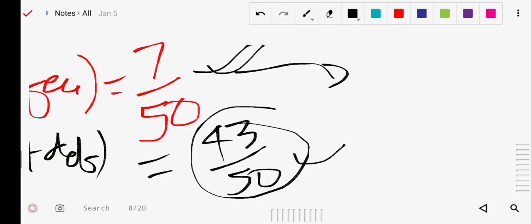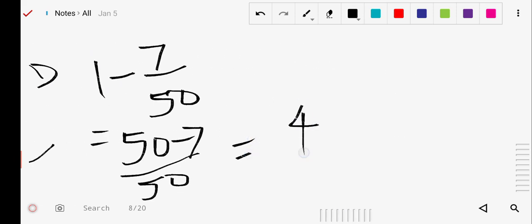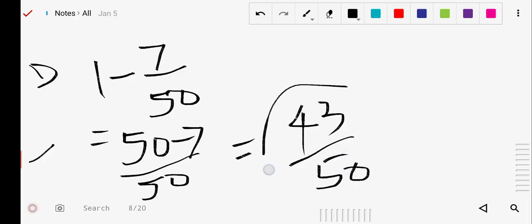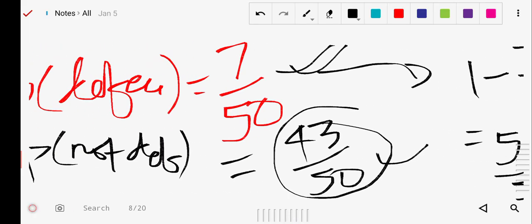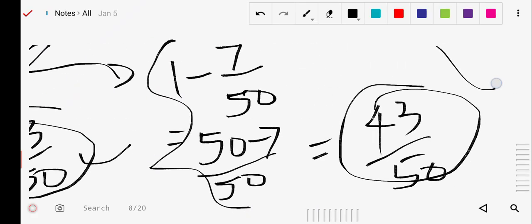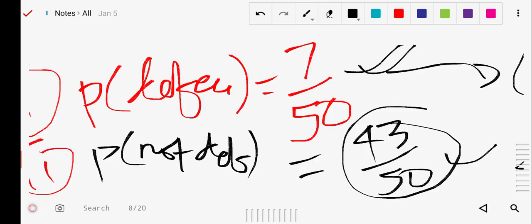Or you can do it by one more method. This is your defective pens. So how many are not defective? Simply you can subtract it from 1. So you will get the same answer actually. 50 minus 7 by 50. When you solve, this is also 43 by 50. This is called the complement. You can follow either this method or that method, it is up to you. Okay, so this is the answer of defective and non-defective.